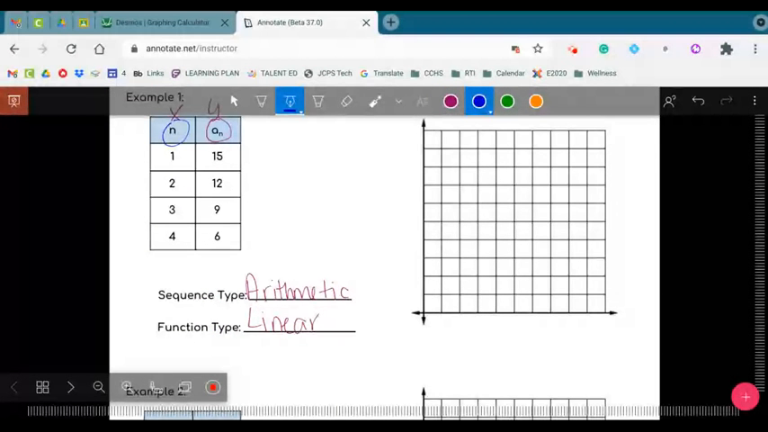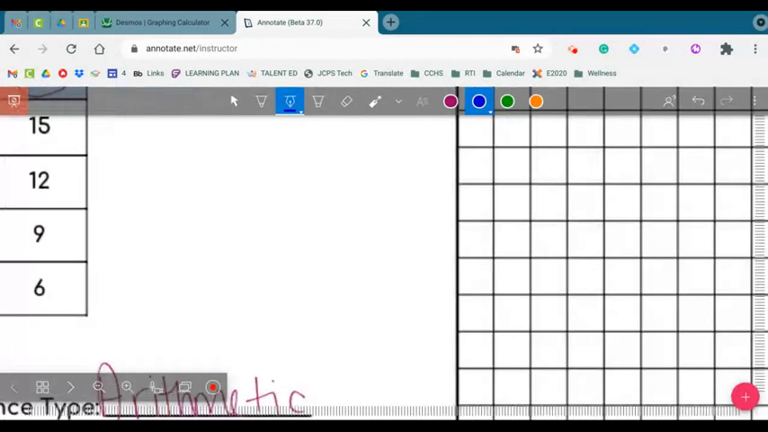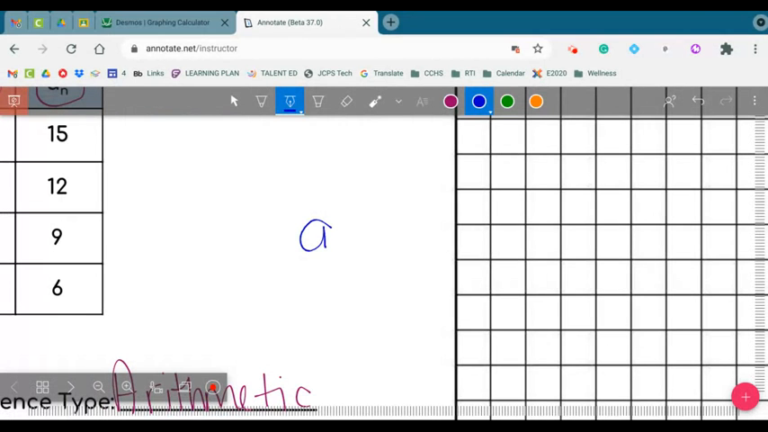Our x value is our n. So we're going to label our x-axis as n, and we're going to go up 1, 2, 3, 4. It's going to be super important that you write these correctly and that your labels are on your graph. A sub n is going to be on the side. And we are going to look at our numbers. So we have 6, 9, 12, and 15.